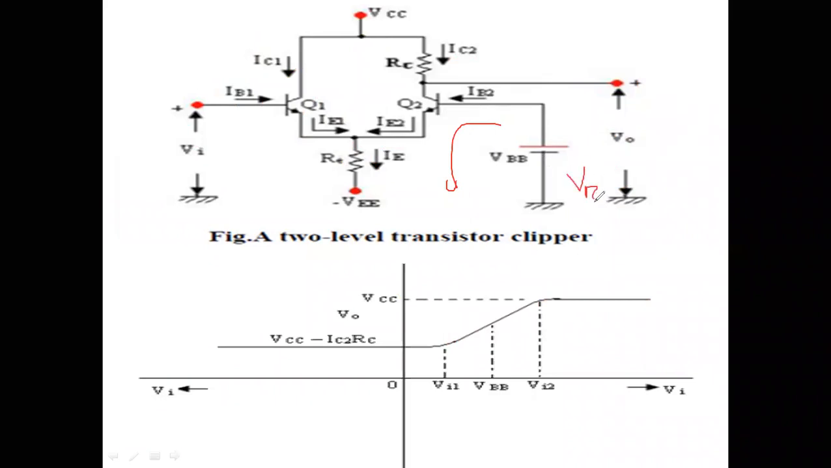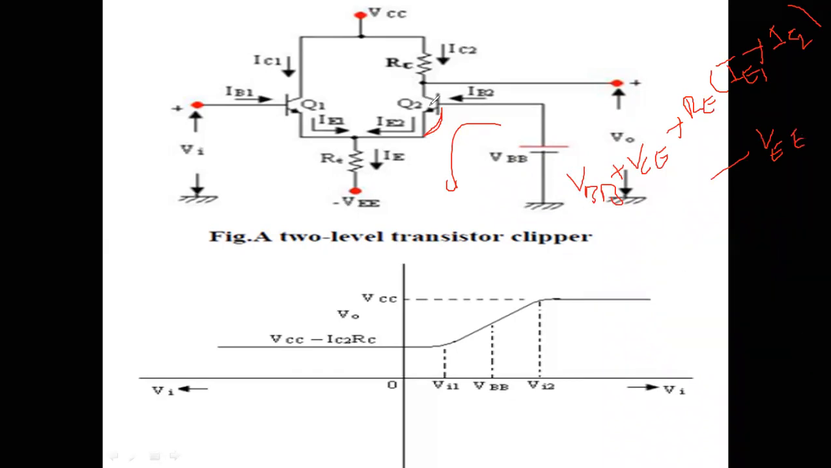I am writing the KVL at the output loop: VBB plus the VCE voltage, plus the drop, which is RE into IE1 plus IE2, since the current through this branch is IE1 plus IE2, minus VEE.